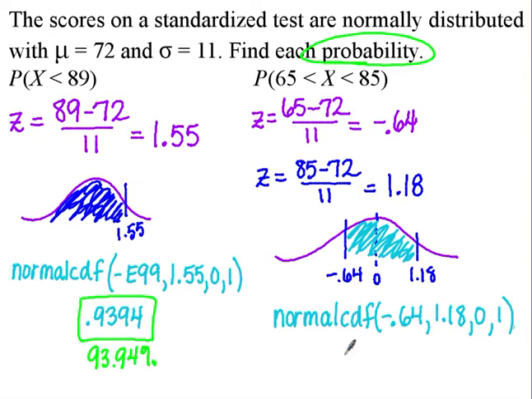So if I go ahead and calculate that, I end up getting 0.6199, and if you remember, we just talked about the fact that if you're finding a probability, your answer doesn't need to be in percent. And so your answer there would be 0.6199.